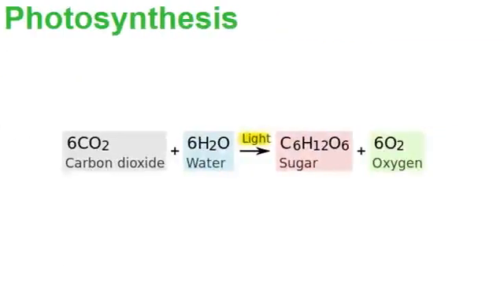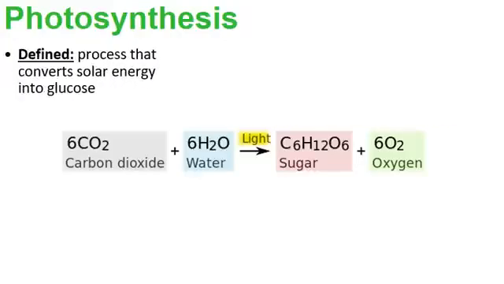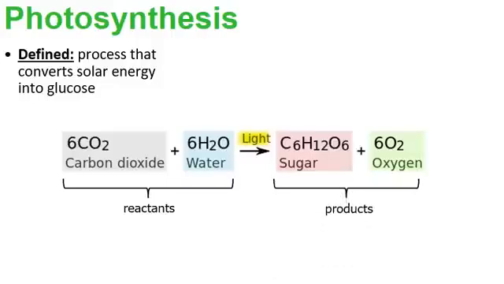So when we look at a general definition of photosynthesis, it's the process that converts solar energy into glucose. And this formula here outlines photosynthesis. In the reactants, we have carbon dioxide and water. And in the presence of sunlight, we'll produce sugars such as glucose and oxygen.